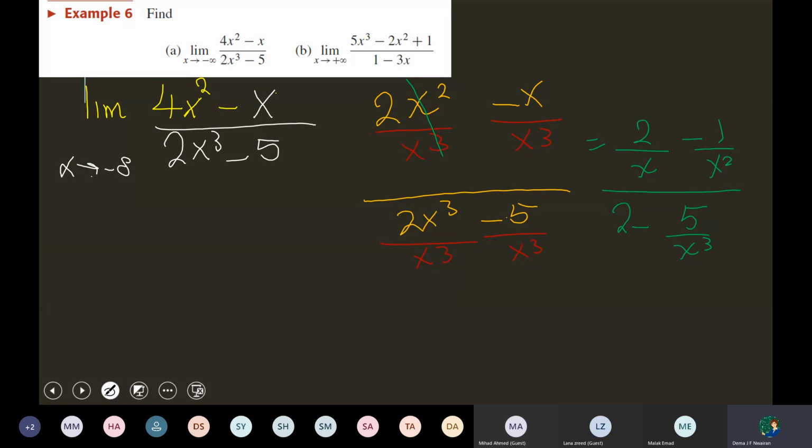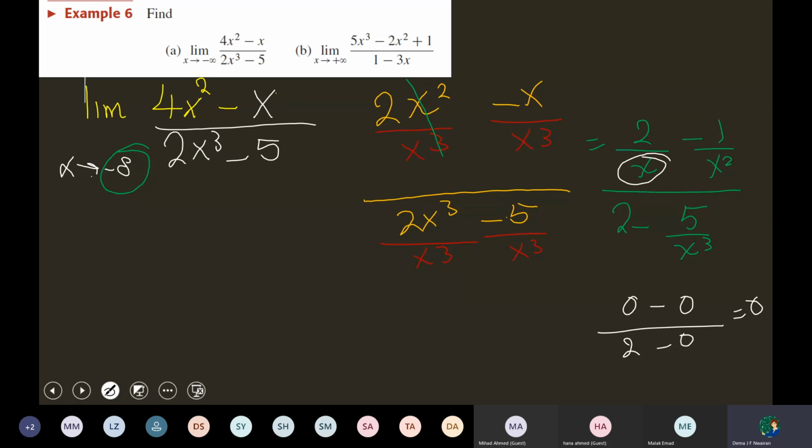Now 2 over x is 2 over infinity. I have to evaluate at negative infinity in all of them. So 2 over infinity is 0, minus 1 over x squared, 1 over infinity, 0, over 2 minus 0. So the answer here is 0.